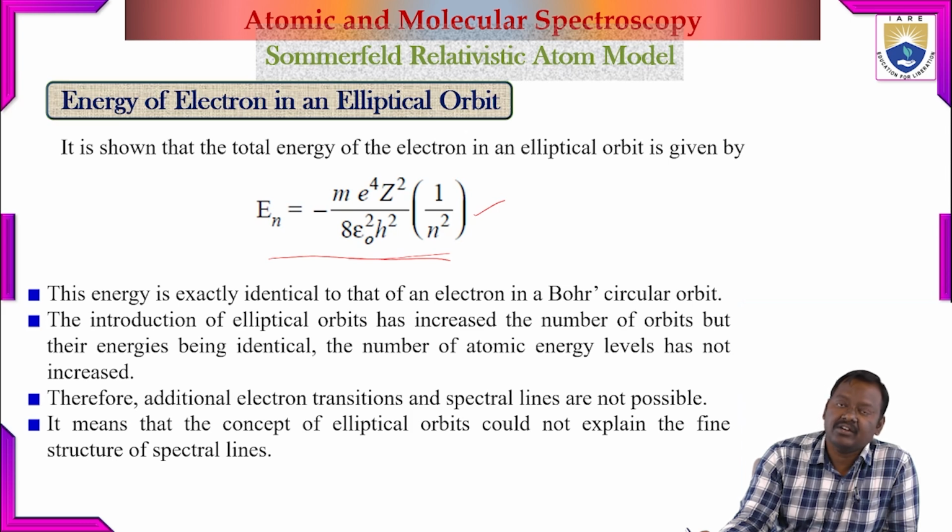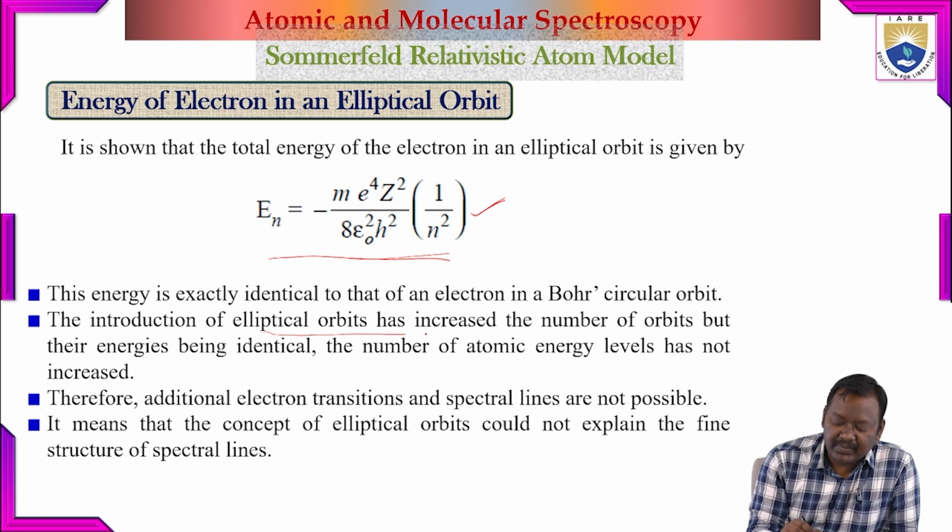which is given by Bohr's atomic model. There is no deviation of energy values. That means we cannot explain the fine structure of spectral lines by taking the energy values in this way.